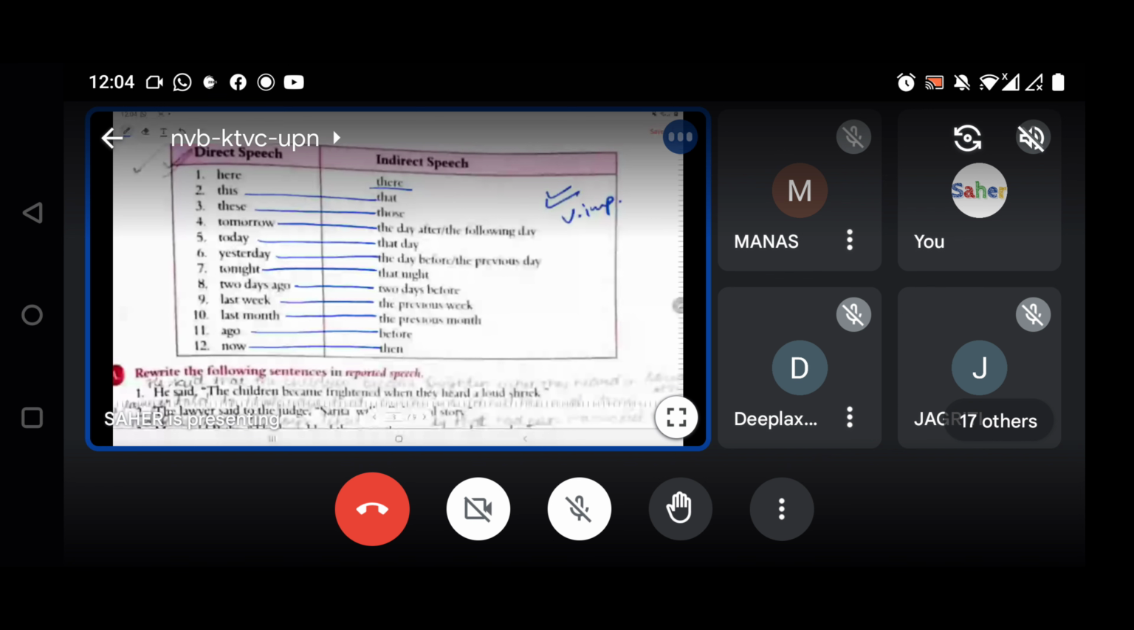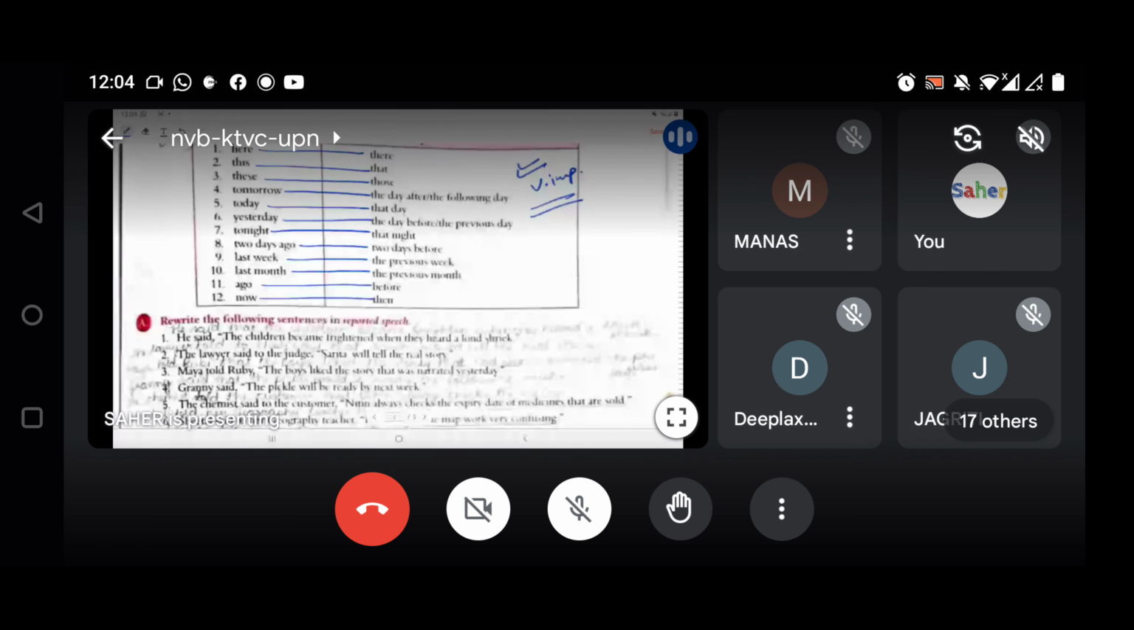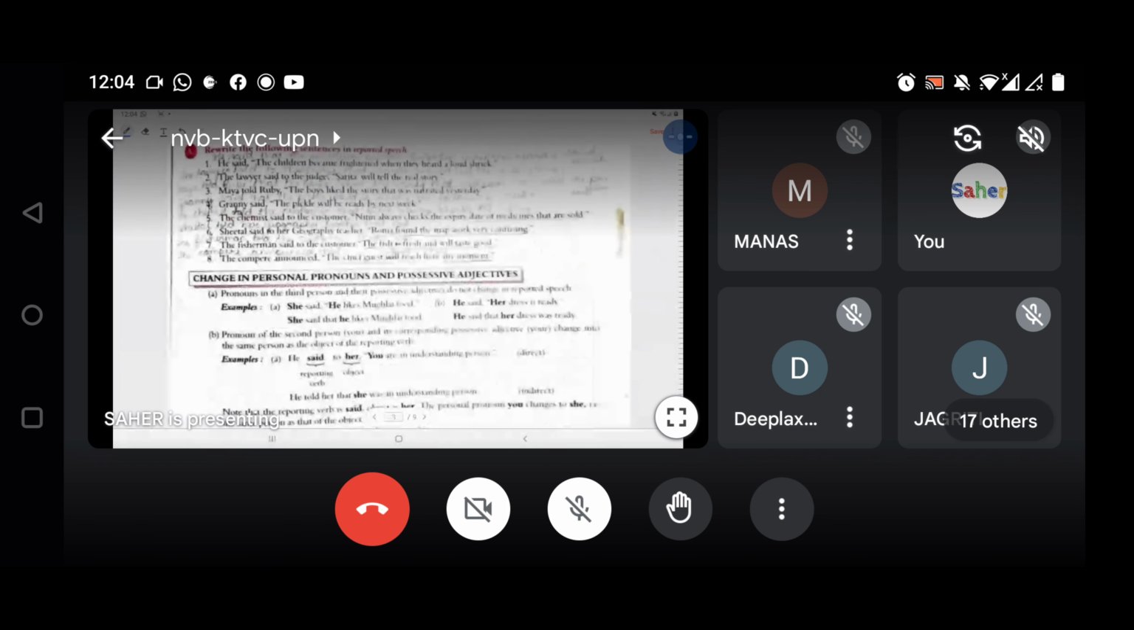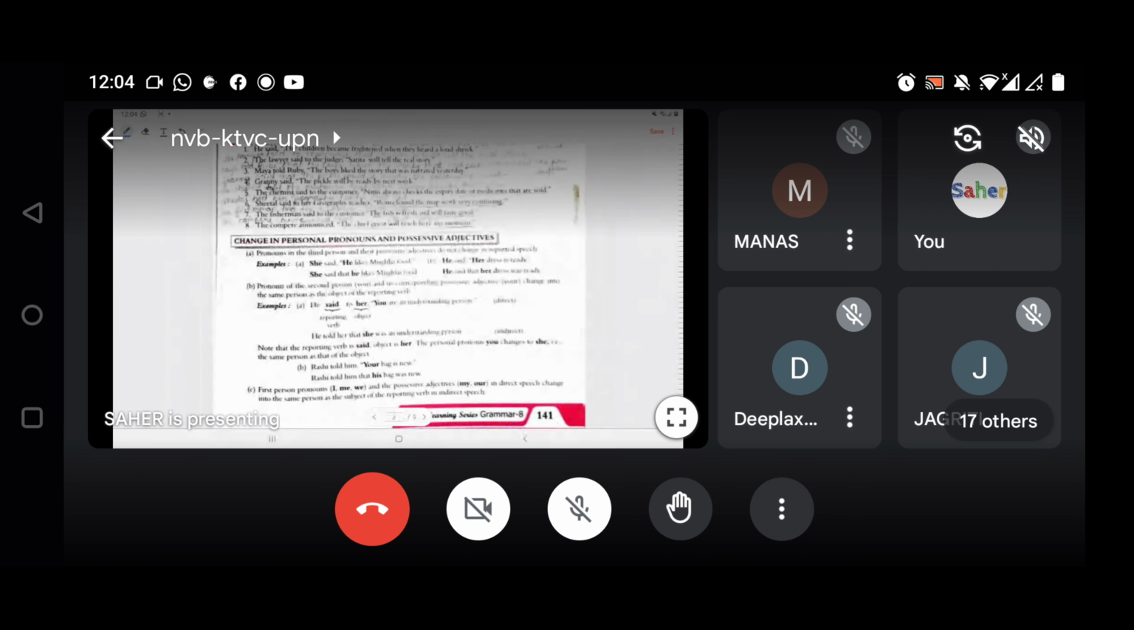These are the changes that are going to take place while converting direct into indirect speech. This is again very important. You have to learn these, otherwise at that particular time you will not recall which words we have to convert. So you have to learn this very properly. And the exercises we have already done earlier. I have shared all the exercises in the group.